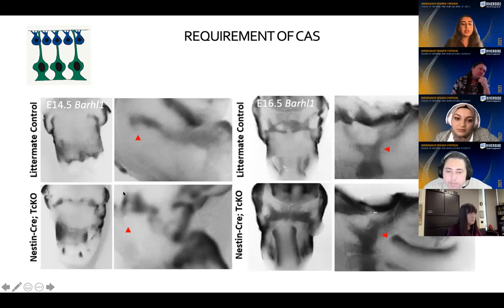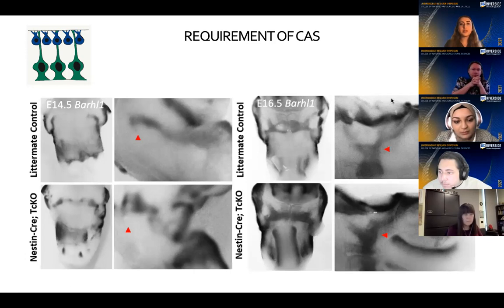With the nestin CRE, where the Cas gene is removed from them both, we saw that there was an error in the pontine neuron formation, as you can see with the red arrowhead right here. This is the littermate control, and then this was the mutation. And then at E16.5, we could see some dramatic stalling of the pontine neurons in the midline. However, there was no disruption in the other nuclei that are formed during the hindbrain development.